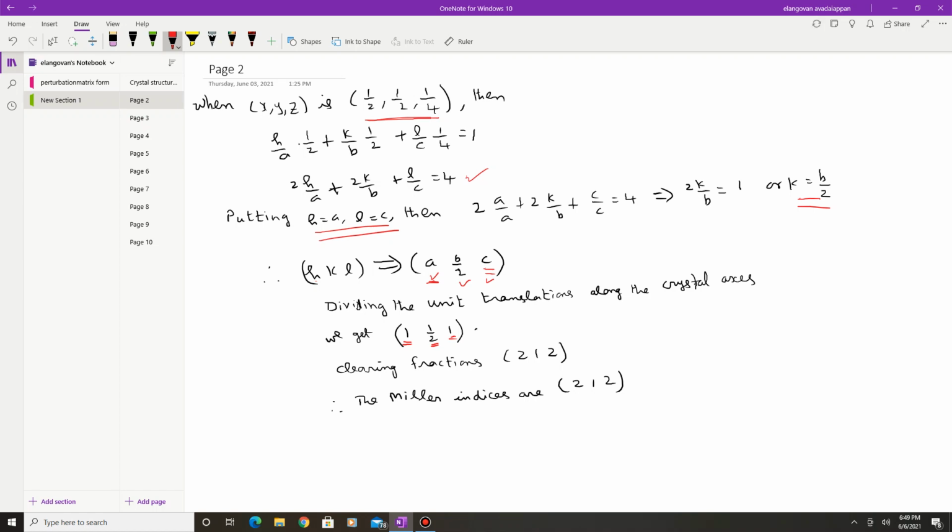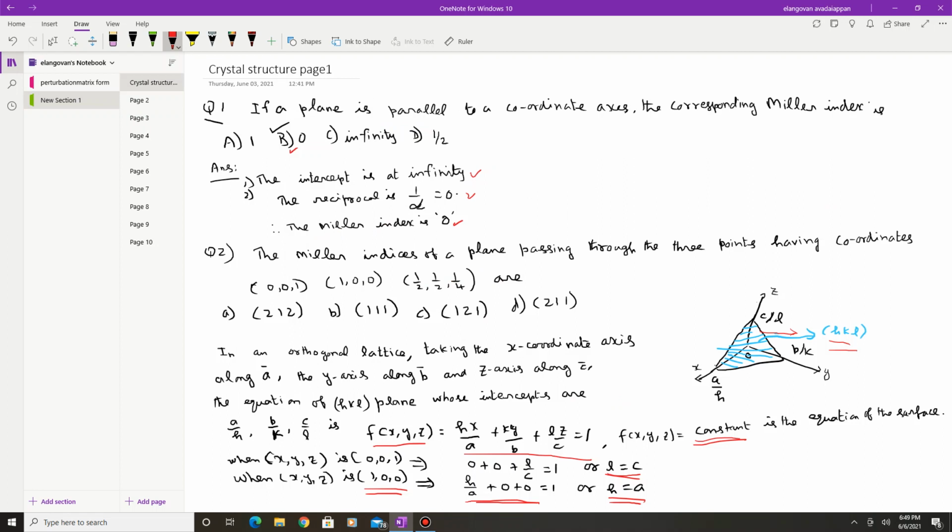Now let us clear the fractions. So if you clear the fractions, this is 2 1 2. Therefore, the molar indices are 2 1 2. So 2 1 2, this option is correct.